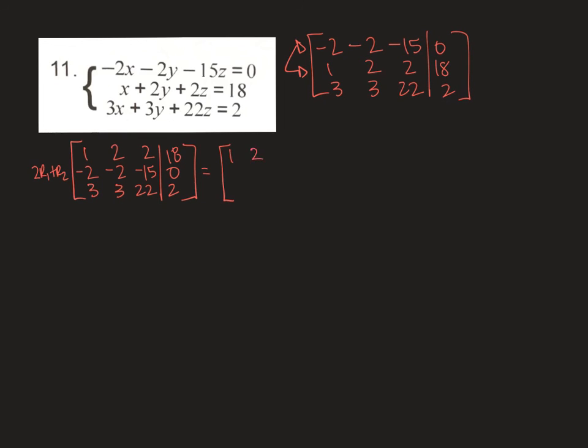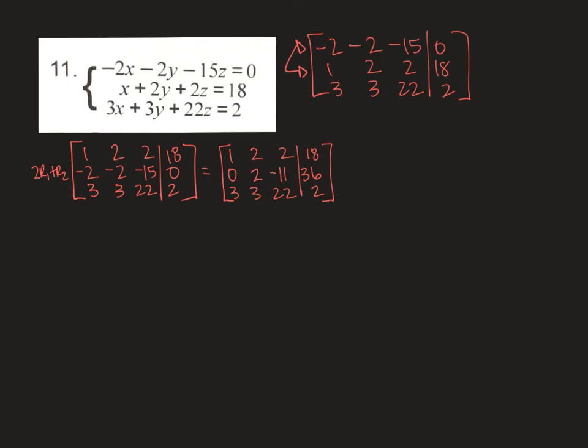So my first row is going to stay the same. My second row, 2 times 1 is 2, plus negative 2 is 0. 2 times 2 is 4, plus negative 2 is 2. 2 times 2 is 4, plus negative 15 is negative 11. 2 times 18 is 36, plus 0 is 36. And then I'm going to leave my third row alone.